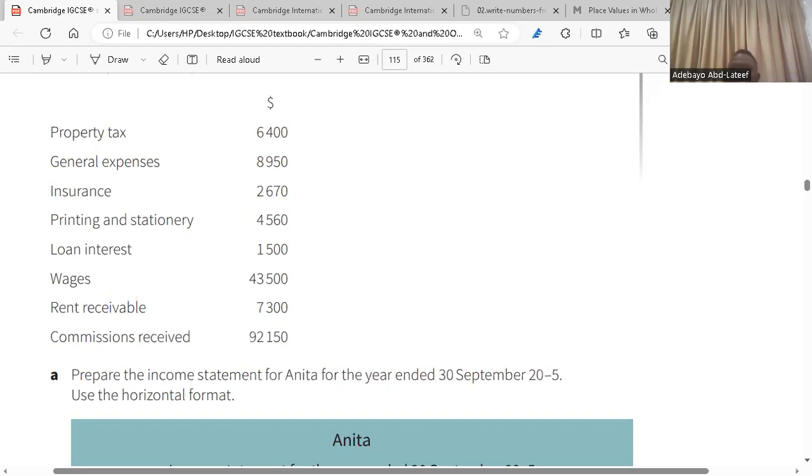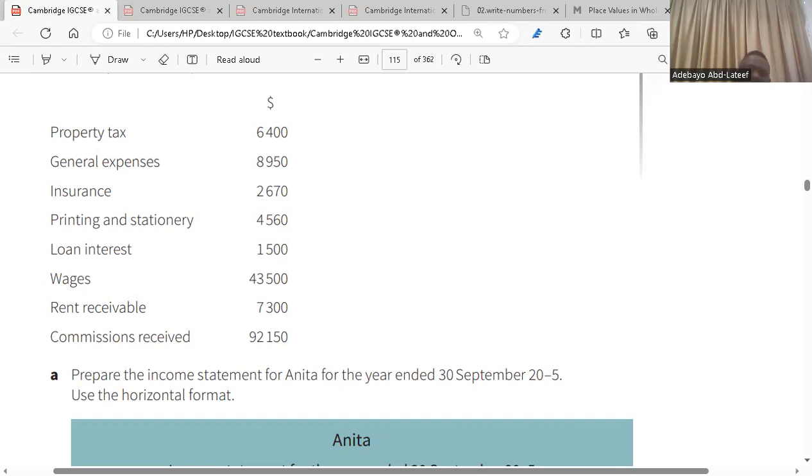Maybe Anita gave part of the premises to a business, and the business has to pay Anita some rent. That is rent receivable. It is an income for Anita. But if Anita has to pay her own rent, it is rent payable. It's an expense. It will be on the debit side.